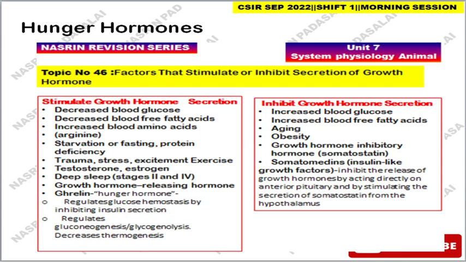Next, I think one question was asked about hunger hormones. When I was doing this revision series, I mentioned that ghrelin is a hunger hormone, and this particular hormone regulates glucose homeostasis by inhibiting insulin secretion. In addition, this hormone also regulates gluconeogenesis and glycogenesis, and it decreases thermogenesis.